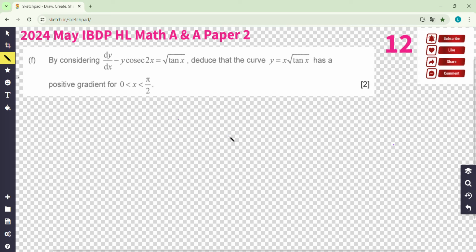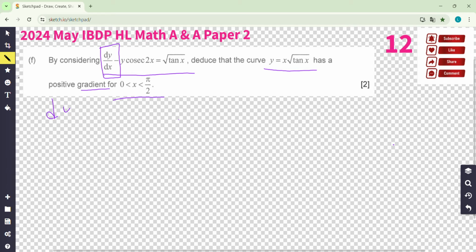Okay, we are on the last part of paper 2, part 12f. By considering this one, deduce that the curve y equals, this one is the solution actually, has a positive gradient in this domain. So gradient, what is gradient? dy/dx, right? So we move everything to the right hand side.